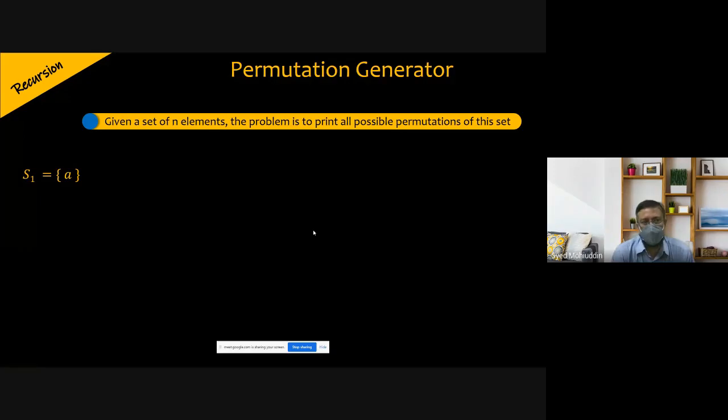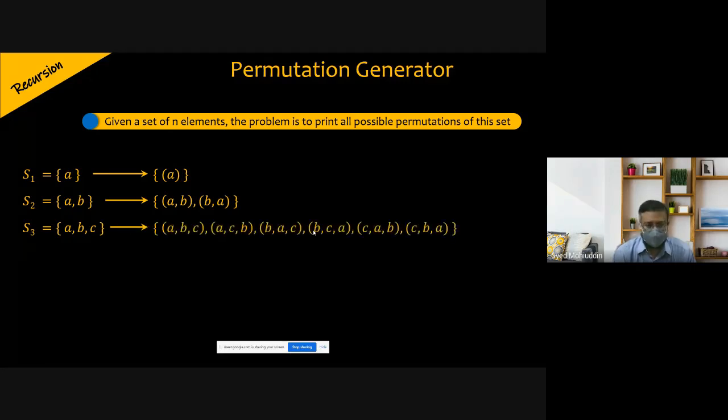Now, to do this, let us take an example. Suppose we have only one element in a set, A. Its permutation is only A. That's only one permutation it has got. Suppose there are two elements in the set, A comma B, then there are two permutations, that is AB and BA. In the same way, suppose we have three elements in the set, A, B, C, then we are going to have 8 permutations, that is A, B, C, A, C, B.